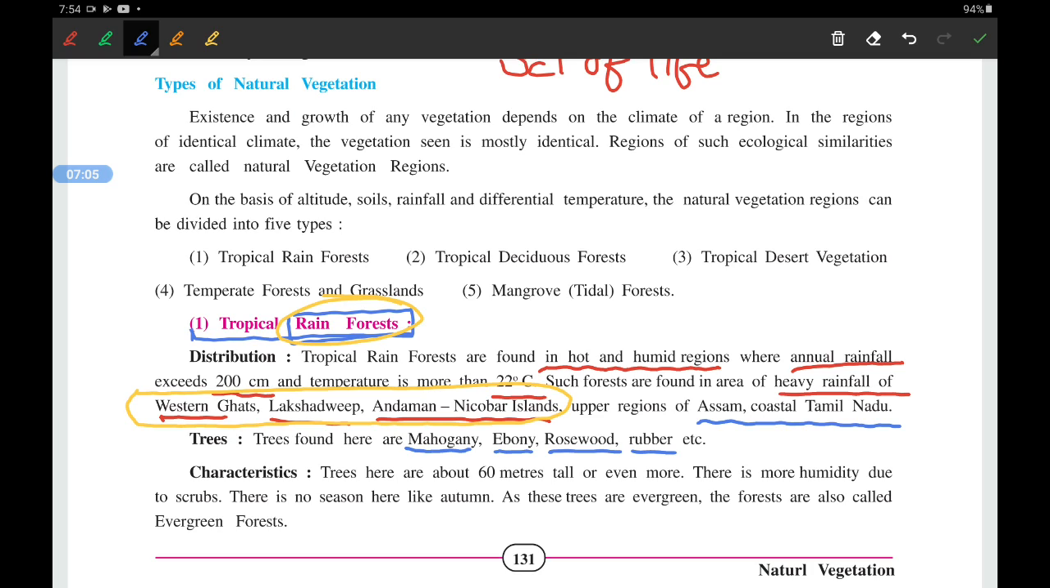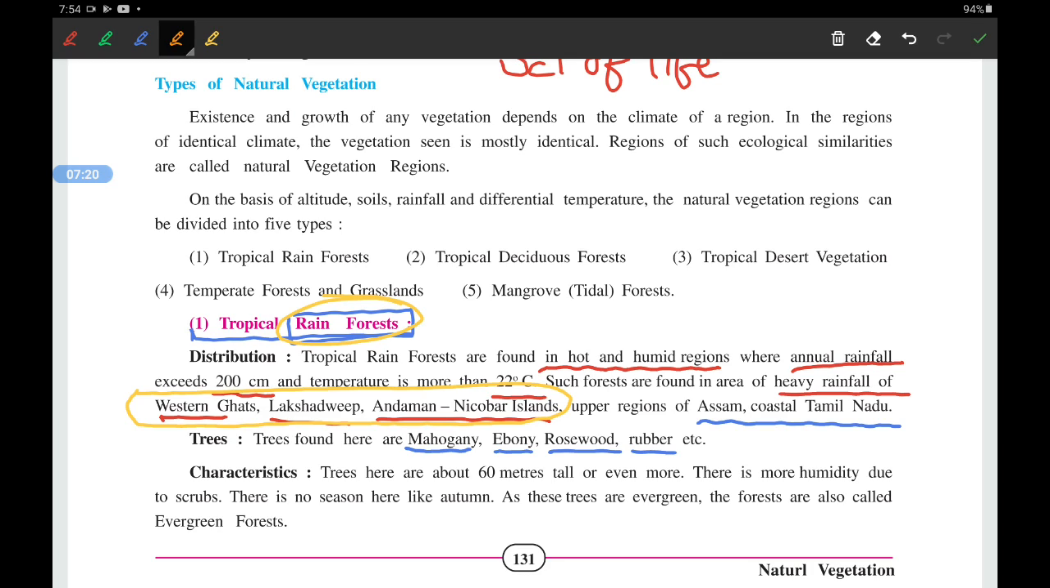Now, what is the characteristic of these trees? These trees are very tall. They are huge. At the same time, they are very sturdy, meaning very strong, and they are used mainly for decorative items.